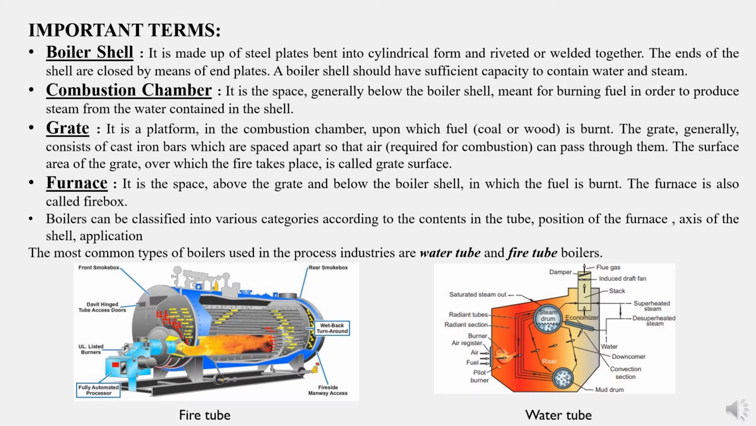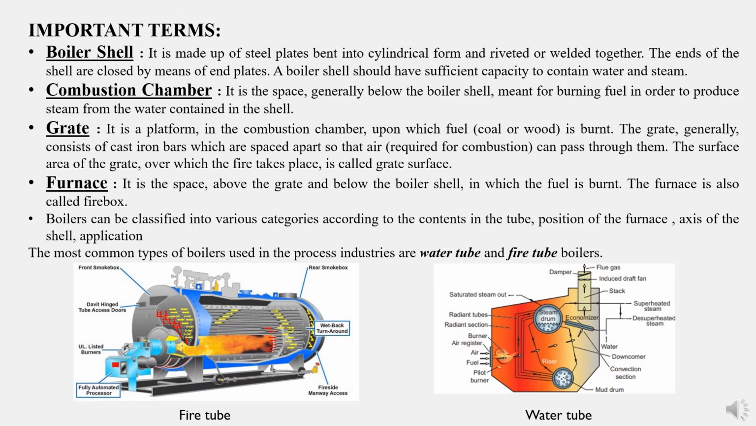Number 2. Combustion chamber. It is a place where fuel is burnt to produce energy needed for water to steam conversion, which is generally placed below the boiler shell. Number 3. Grate. Grate is a platform made up of iron bars which are spaced apart to allow airflow, above which fuel is burnt. The surface over which fire takes place is called grate surface. Number 4. Furnace. Furnace is the actual place where fuel is burnt, and it is also called the firebox.